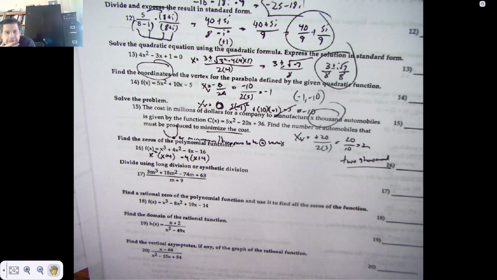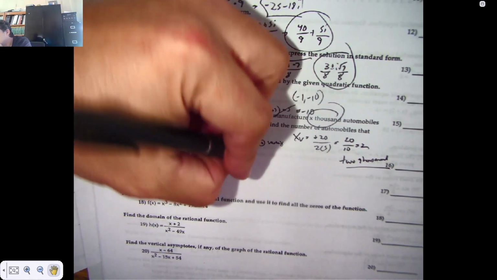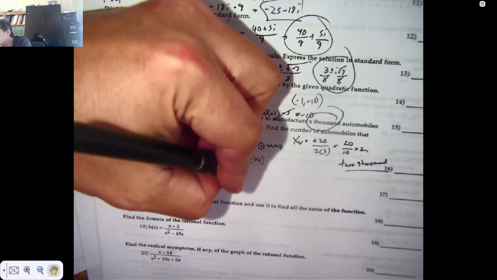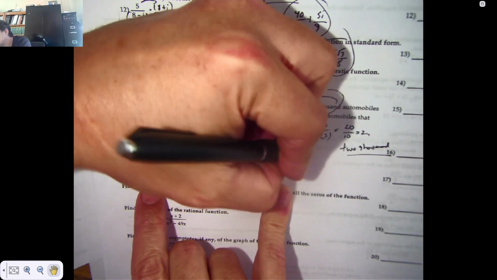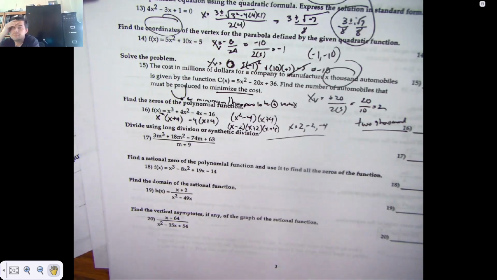It turns out if you pull a -4 from both pieces of the back of the bus, there it goes. Now you're left with x squared minus 4 times x plus 4. x squared minus 4 factors as x minus 2 times x plus 2, and then you still have x plus 4. So you got 3 zeros. x is 2, -2, -4. Done.